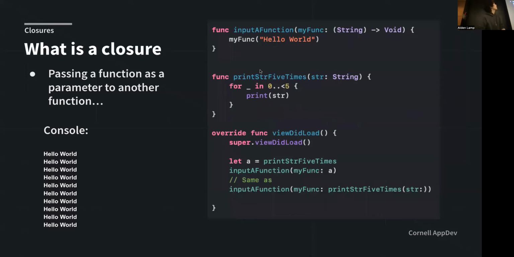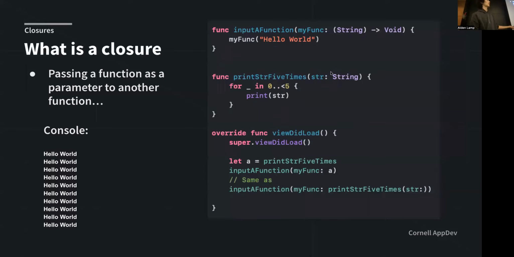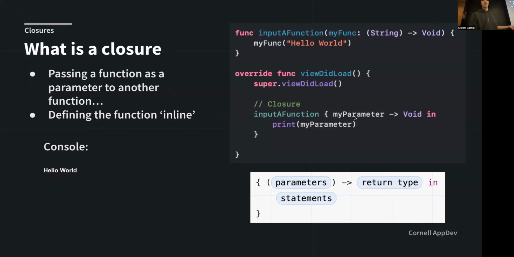If you see this function print string 5 times, it has this parameter string, which is like defining a new variable within this function of type string, and it gets used within this function. The same way we define this string as a new variable that takes on whatever value is passed into it. We do the same thing here, where this is the new variable that we're defining. So my parameter is equal to this str variable in this example. This is our new variable that takes on whatever value is passed into this function.